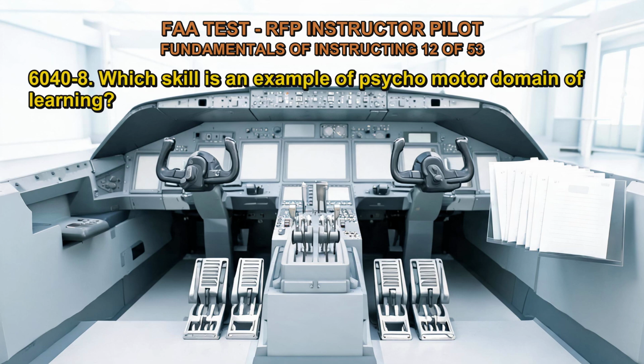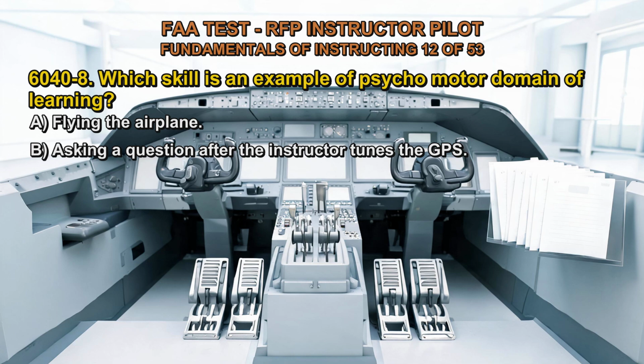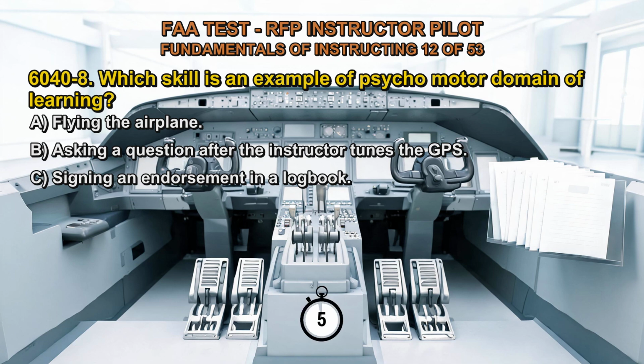6040-8. Which skill is an example of psychomotor domain of learning? A. Flying the airplane. B. Asking a question after the instructor tunes the GPS. C. Signing an endorsement in a logbook. The correct answer is A.